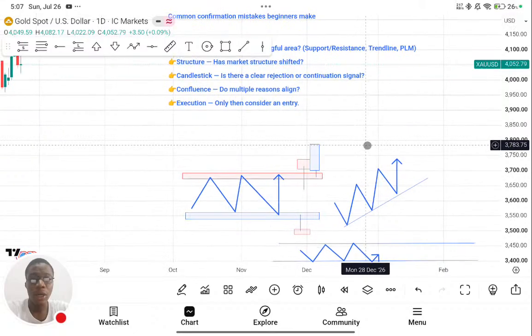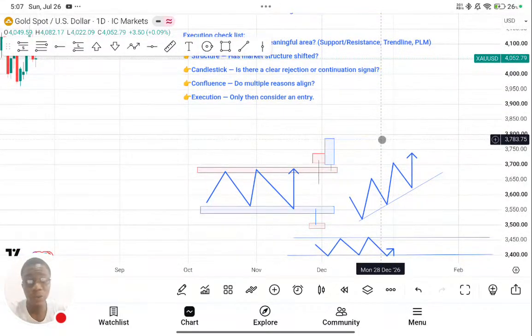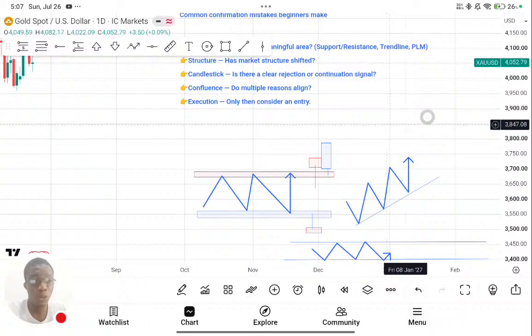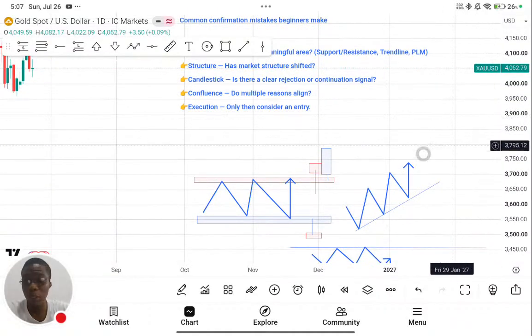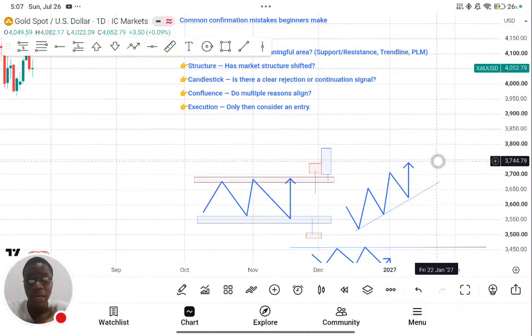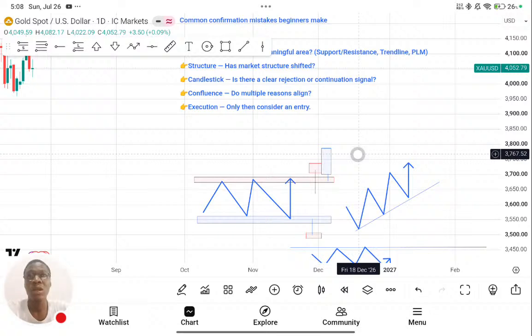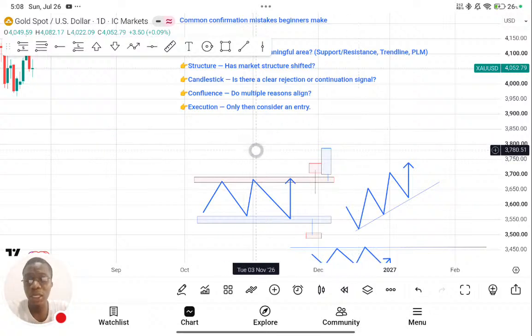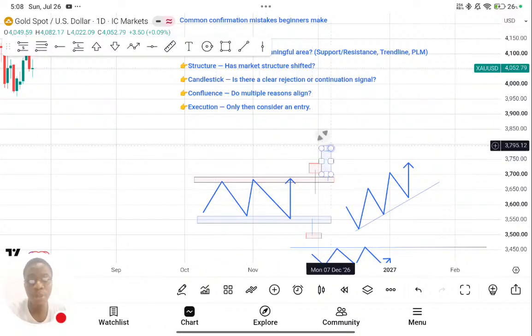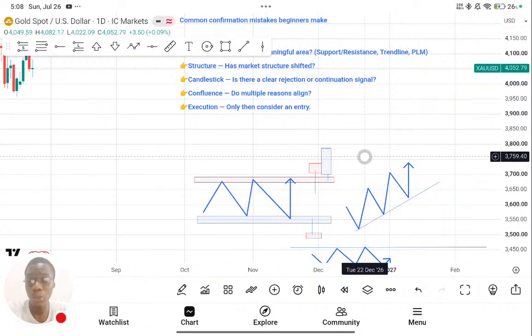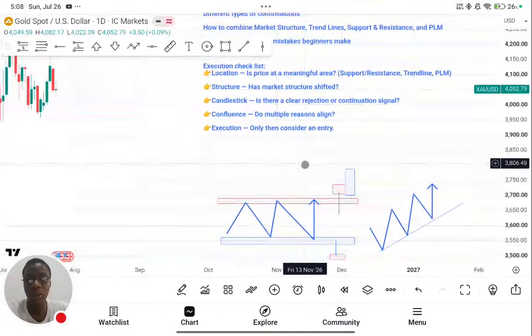And then if you use the psychological levels, a meaningful zone will be the major zones, for example 4,000, 4,100, 4,200, 4,300. But the number itself doesn't make it a meaningful zone. Reaction around those numbers more than once will help you identify if that price is in your location.